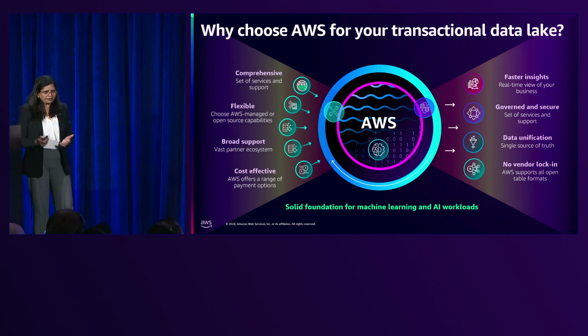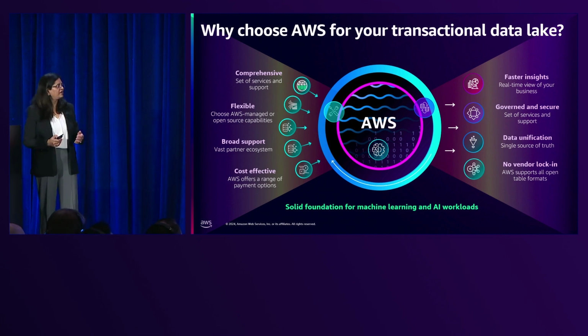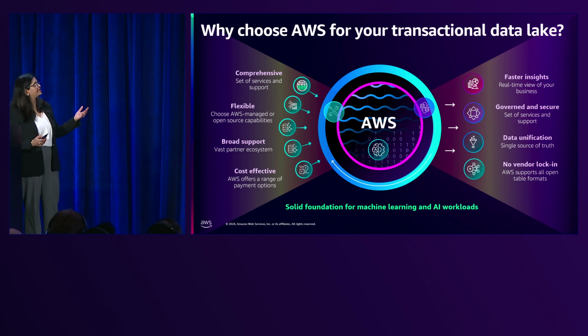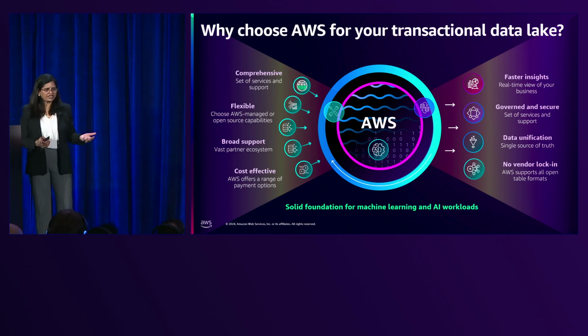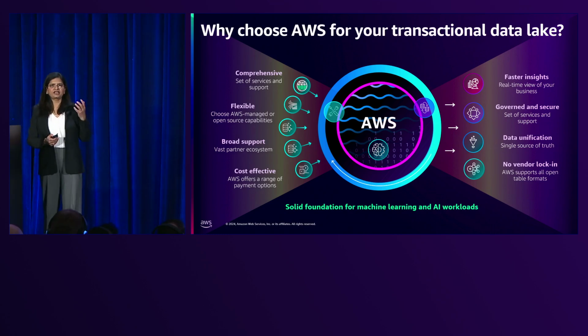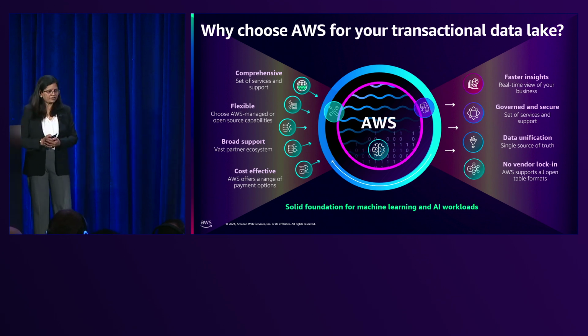So why choose AWS for your transactional data lake? As Gio and I talked about, there is a comprehensive set of services that support these open table formats with the AWS ecosystem of analytic services. These are flexible. You can choose AWS managed or open source capabilities, as we have noted with the SageMaker Lakehouse example. We have broad support with a vast partner ecosystem.